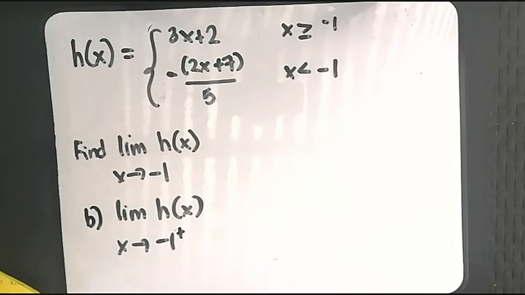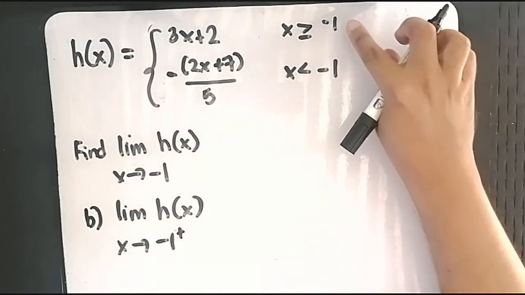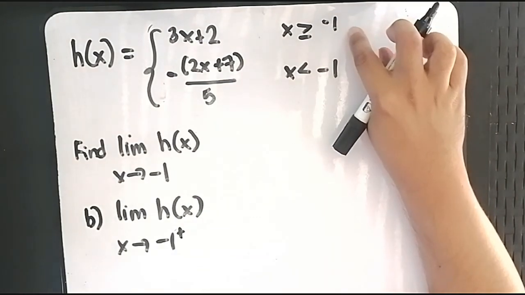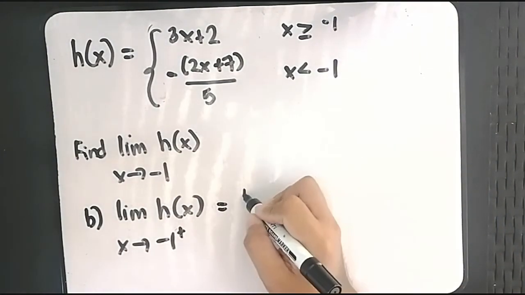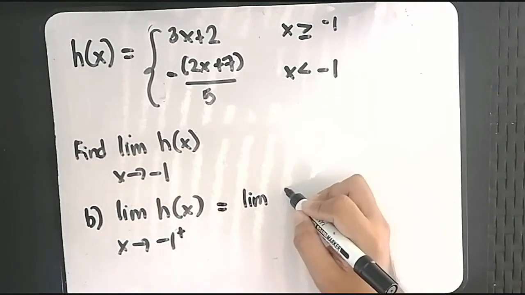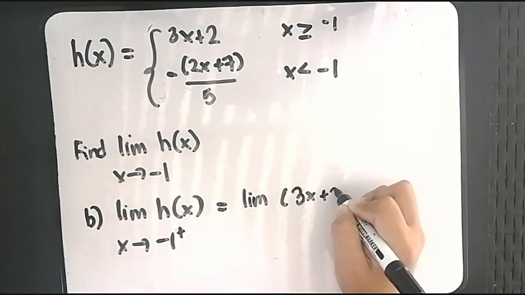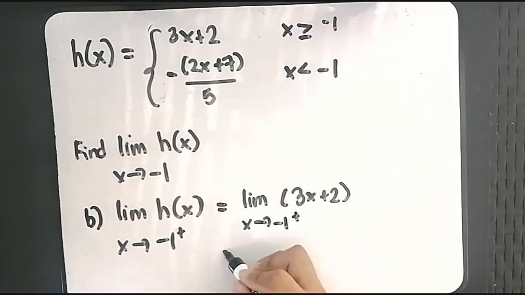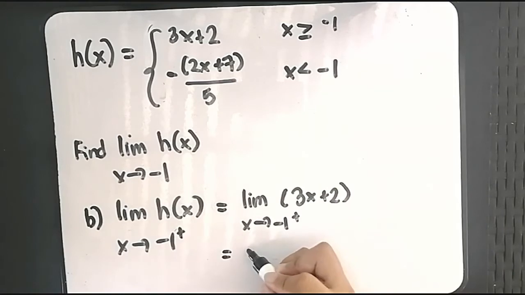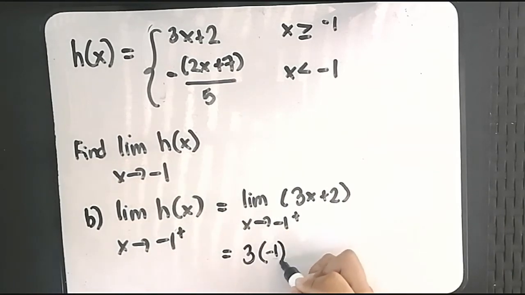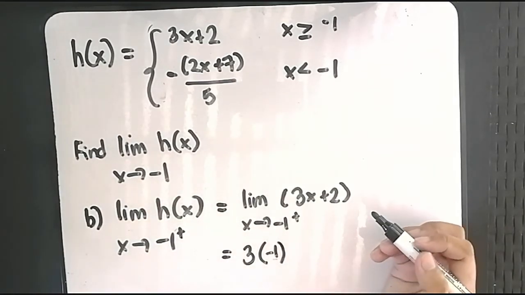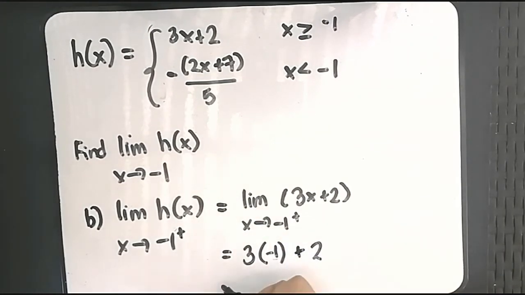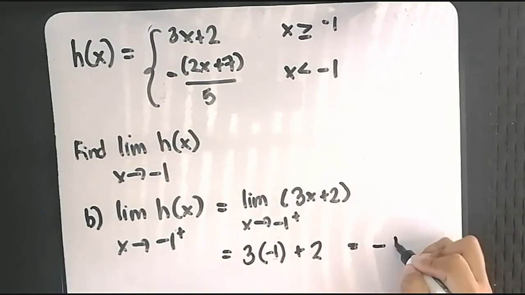Ngayon, tignan naman natin yung limit ng h of x natin as x approaches negative 1 from the right. So gamitin naman natin ito dahil ito yung values ng x greater than negative 1. So we have the limit of 3x plus 2 as x approaches negative 1 from the right. Since this is a polynomial function, so pwede lang nating i-substitute si value ng x. So we have 3 times negative 1 plus 2 is equal to negative 1.